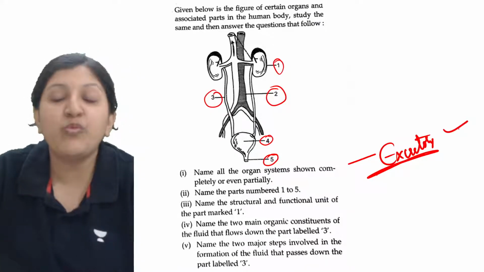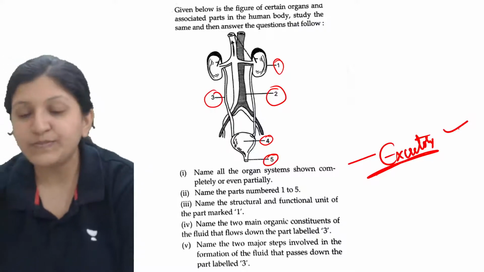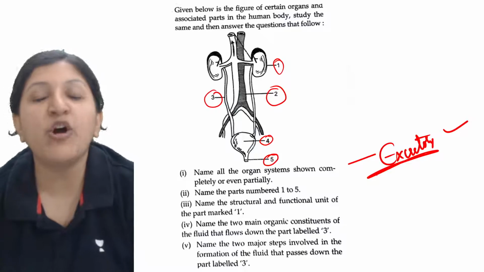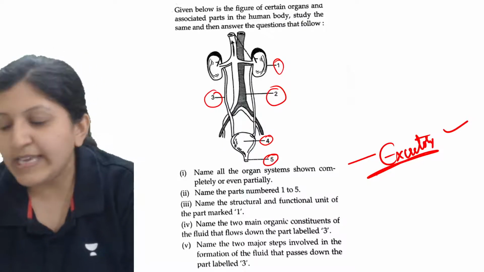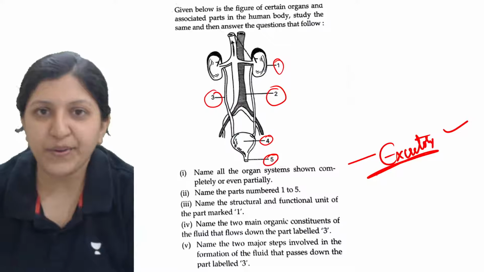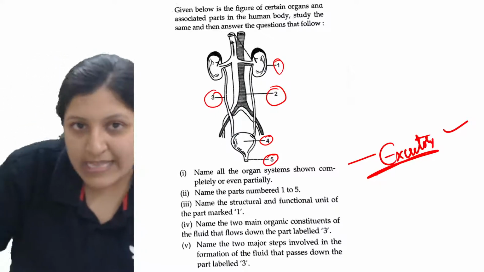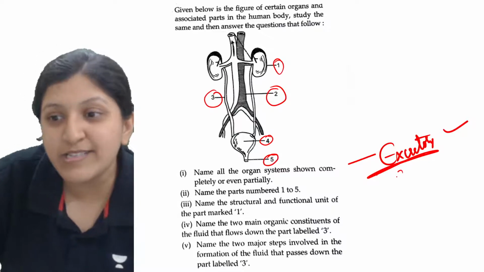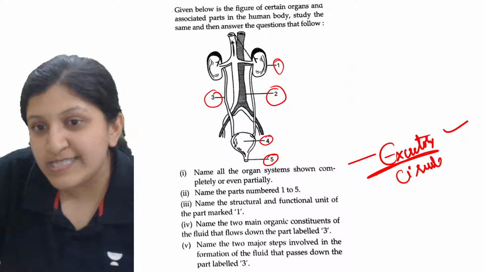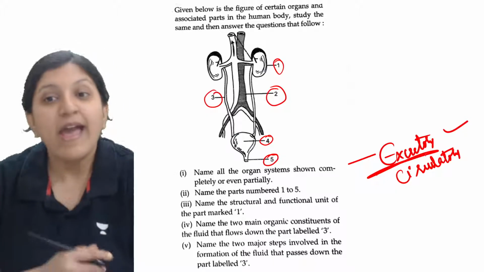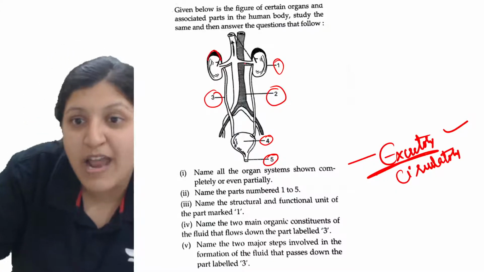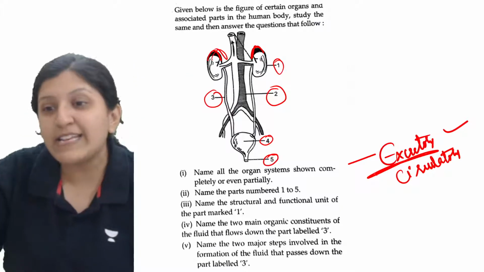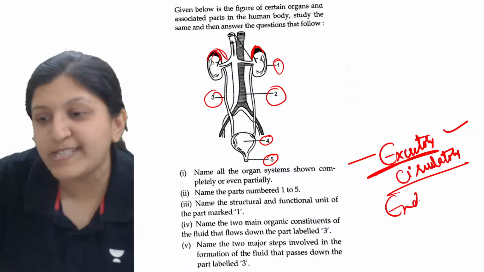And other than that, what system is here? Yes, anybody? Name all the organ systems shown completely or even partially. Yes, what system do you see here? Since this is inferior vena cava and aorta, you can see a circulatory system also, right? So there is a circulatory system also, and since you see this adrenal gland, partially only it is, okay? So there is an endocrine system also.